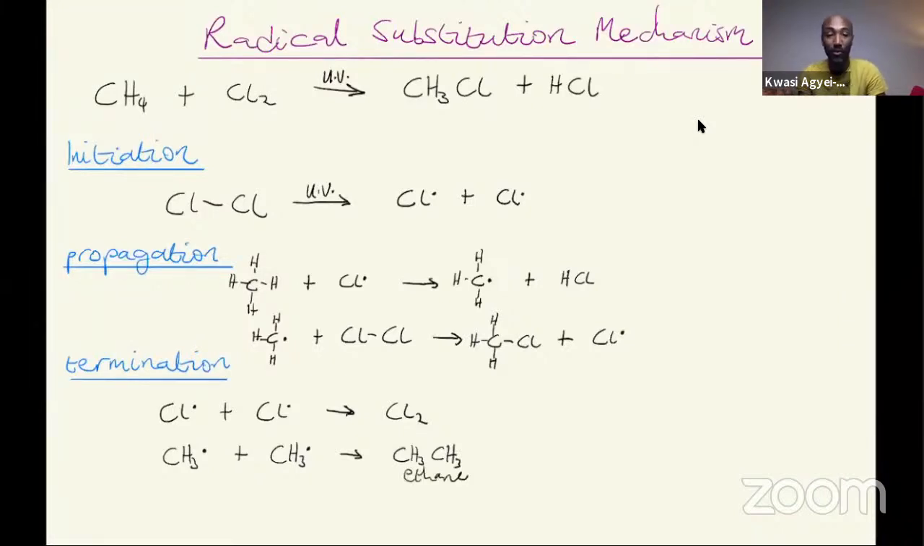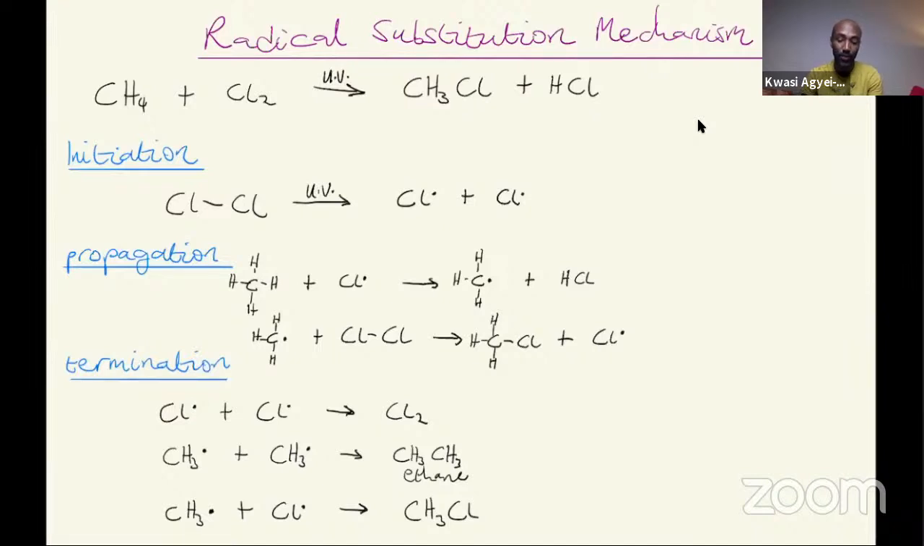And the other possibility for a termination step is where you've got a methyl radical reacting with a chlorine radical, and thus forming another molecule of chloromethane. Okay, so this is a different kind of mechanism, because the bond breaking processes seen here are not heterolytic. You're not forming ions. What you're forming are radical species. Okay, so this is a radical substitution mechanism.